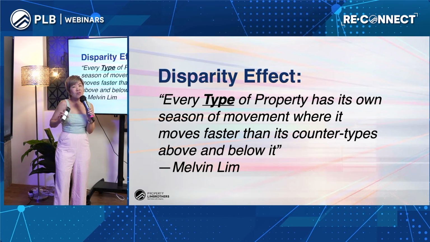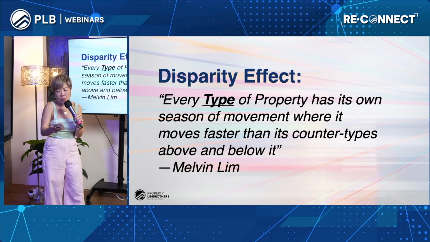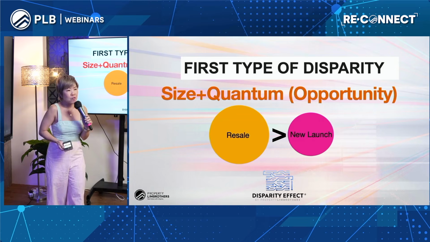In different seasons, we have different matching of properties that is going to achieve better results. So that's why we use the disparity effect to help us take a look at that. Okay, so let's come into the first type of property.